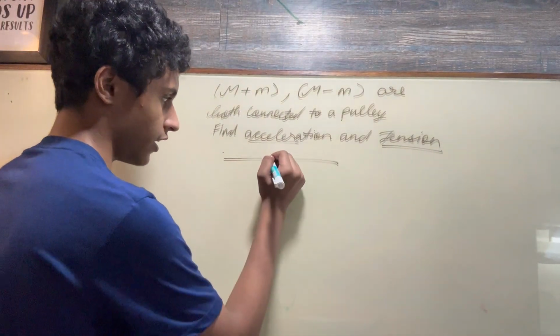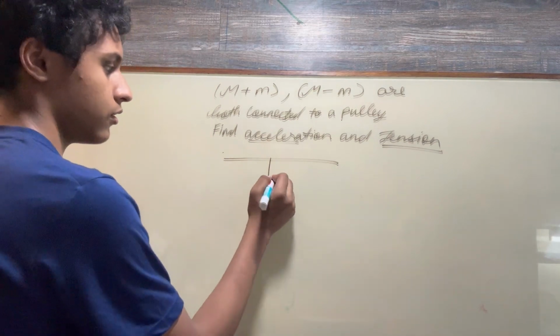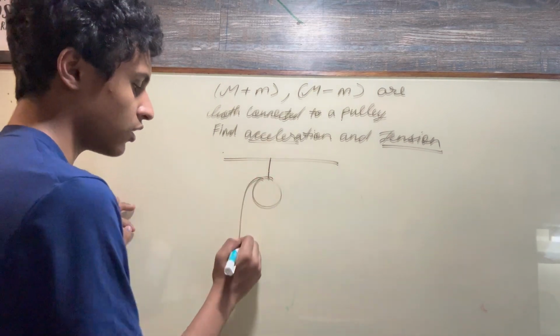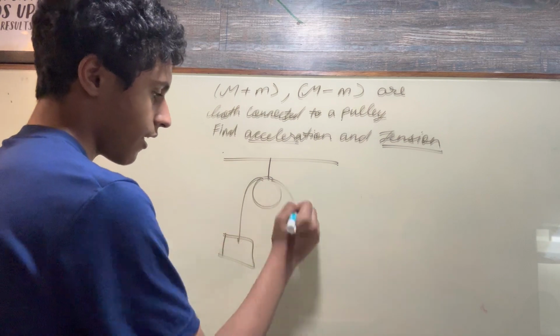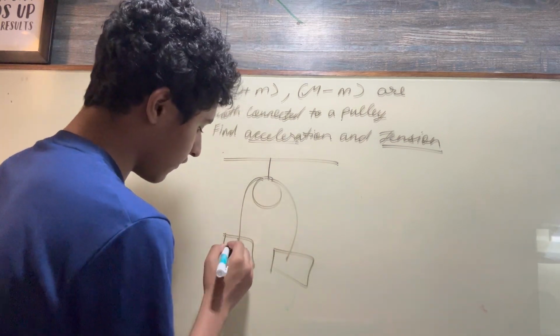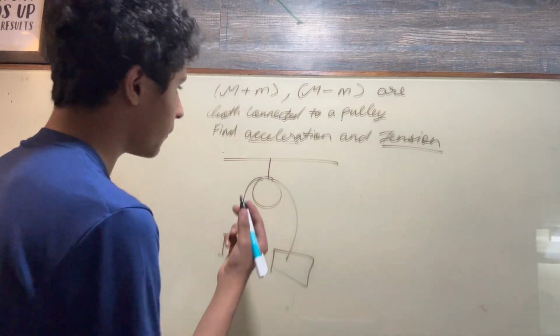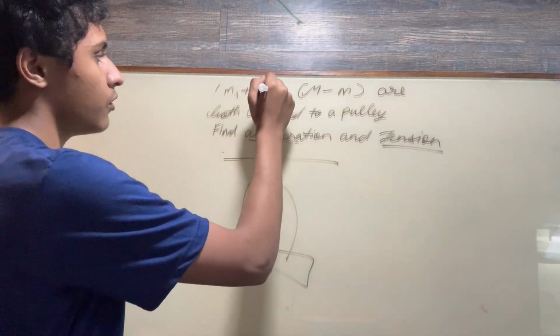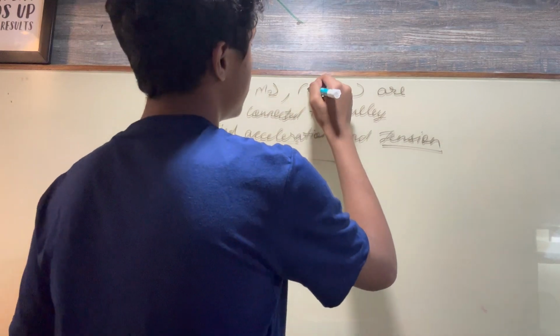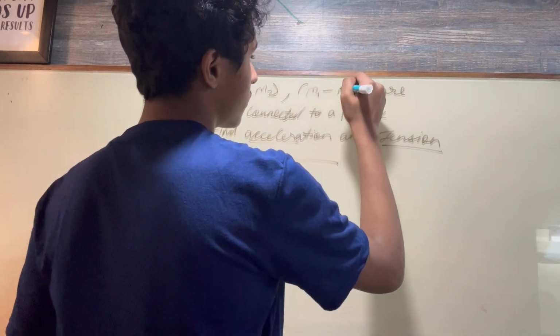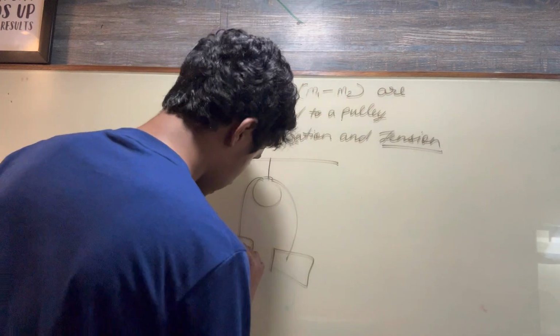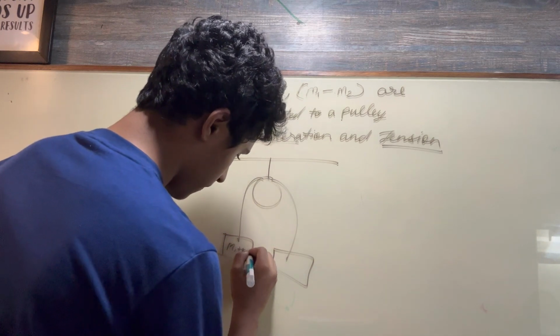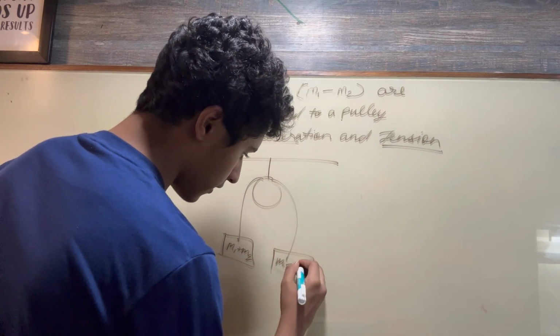So let's say we draw a diagram. I'll give you a slight clue: draw the diagram, and now you have to identify which will go down and which will go up. To make life easier, I will call these M1 and M2. So here I have M1 plus M2, and here I have M1 minus M2.